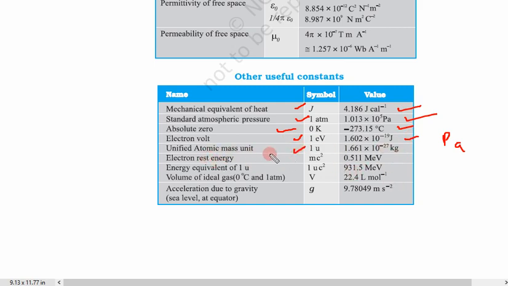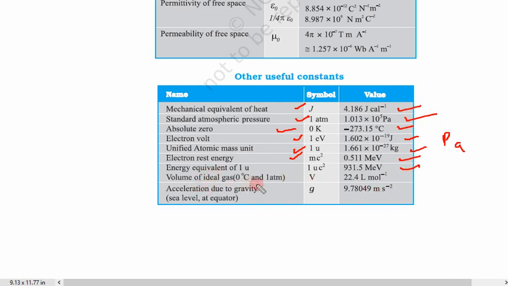Unified atomic mass unit. So what is 1 atomic mass unit? That we will learn as we progress, but note down all these values in your copy. Electron's rest energy. What is the electron's rest energy? 0.511 MeV. So M is mega electron volt. So 10 to power 6 electron volt, and 1 electron volt is 1.602 into 10 to power minus 19 joule. Energy equivalent of 1 u is equal to 1 u c square, that is 931 MeV. That we will learn. All these things we learn.